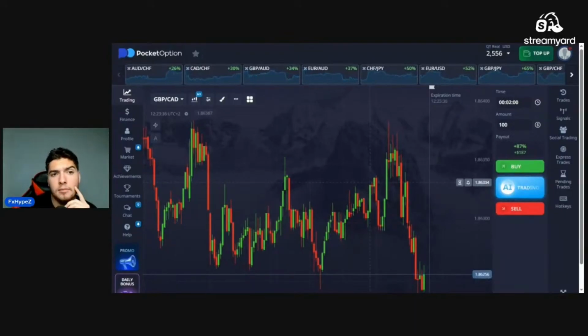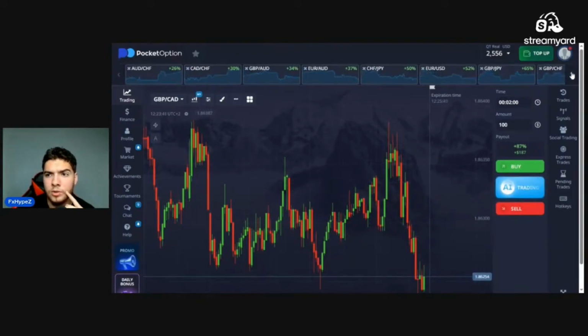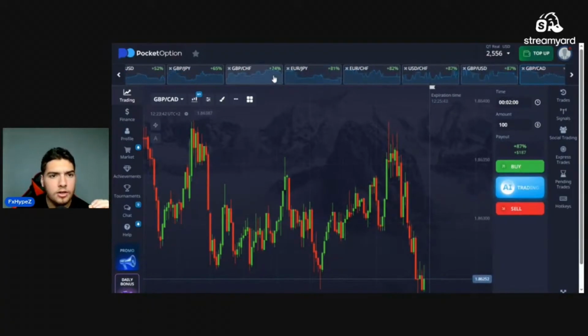And we are going to climb into things right here. We're going to see what sort of setups we can find. And as I trade, you will start to see the sort of confluences I look for.